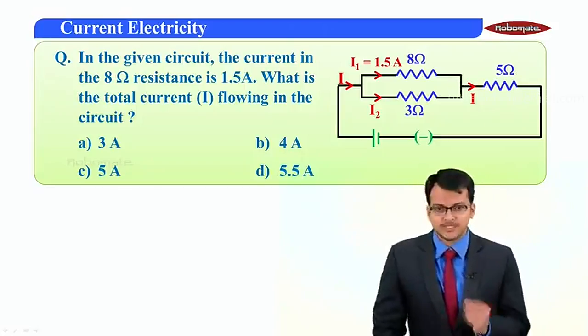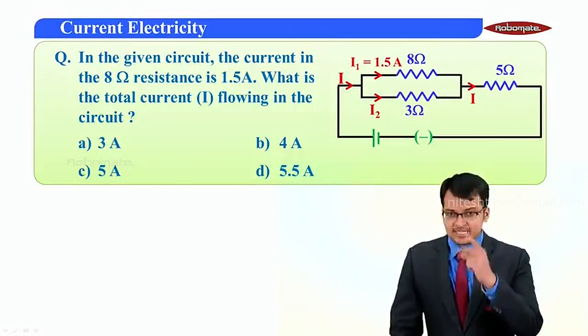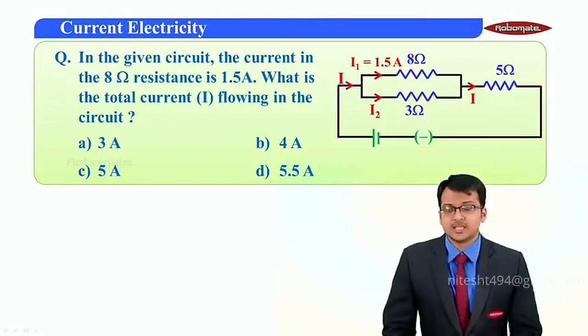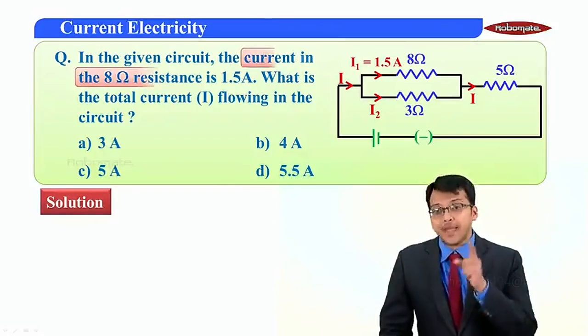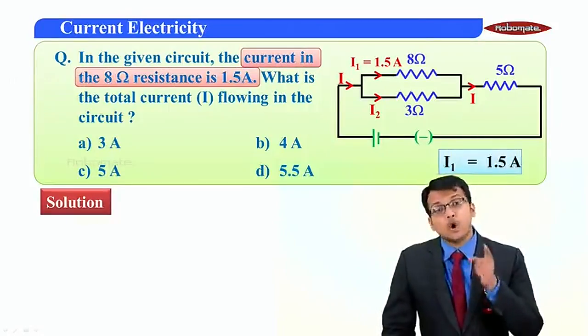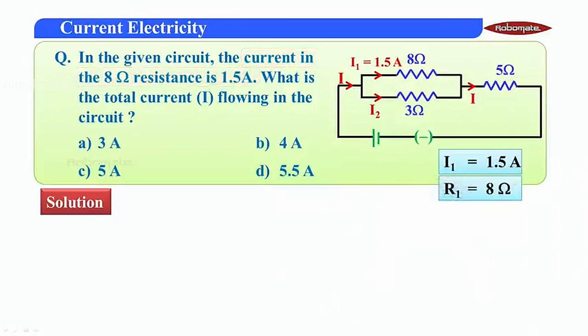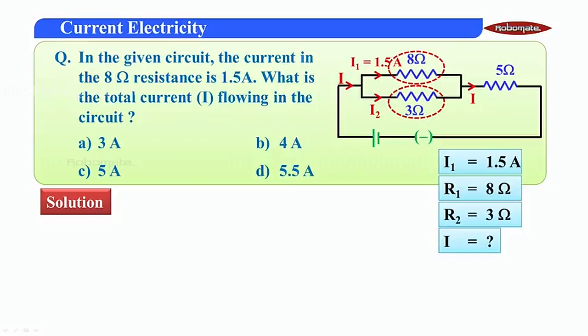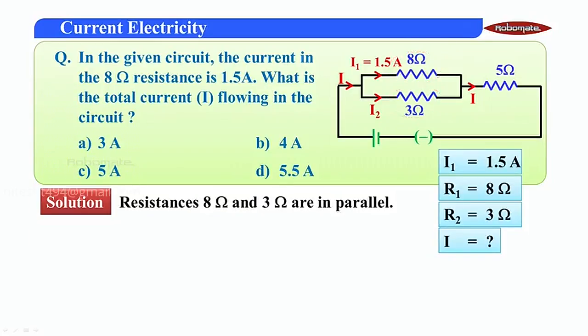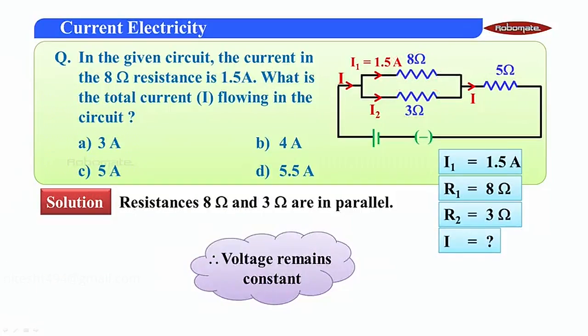How do I solve this? It's very simple, dear students. Can I say these two resistances are in parallel? Yes. If the resistances are parallel, then by Ohm's law, the potential across the 8 ohm resistance and the potential across the 3 ohm resistance will remain the same. So if the voltage remains the same, by Ohm's law, I1 R1 should be equal to I2 R2.